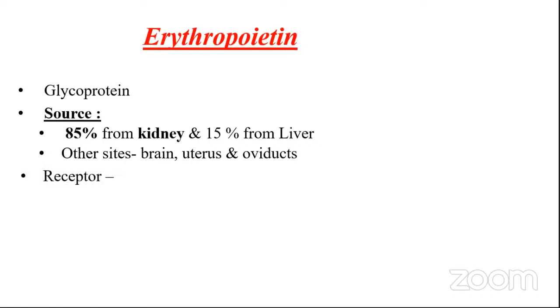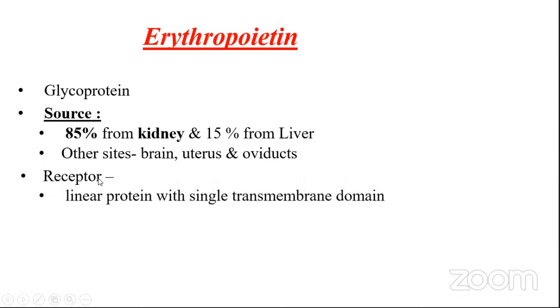It's a glycoprotein having 165 amino acids. There are 4 oligosaccharide chains attached to the polypeptide chain. These oligosaccharide chains are necessary for the physiological activity of erythropoietin, and remember, the molecular weight of erythropoietin is 34,000 Daltons.